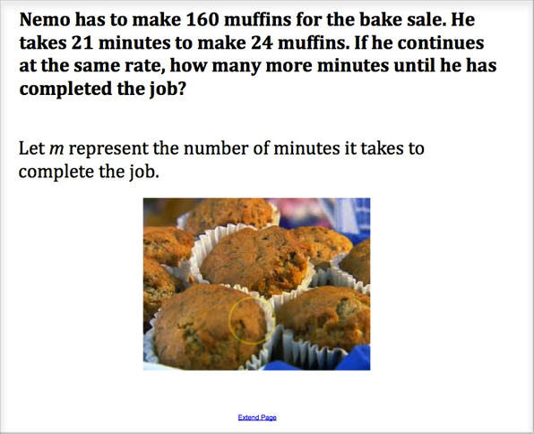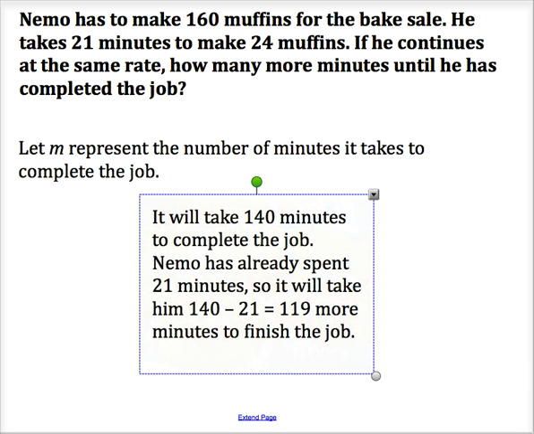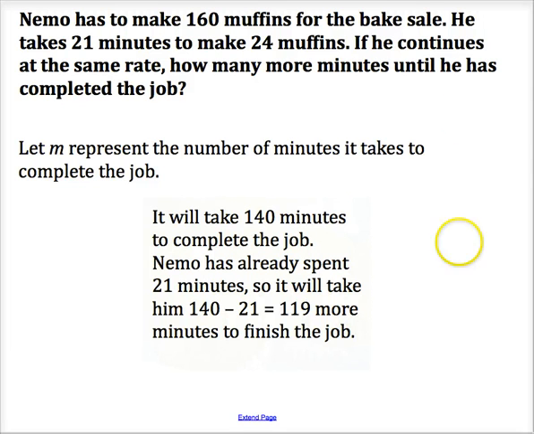All right, let's see what you have. It will take 140 minutes to complete the job. He already spent 21 minutes. So 119 more minutes to finish the job. Again, don't just think about solving proportions. Make sure that you're using the information effectively.